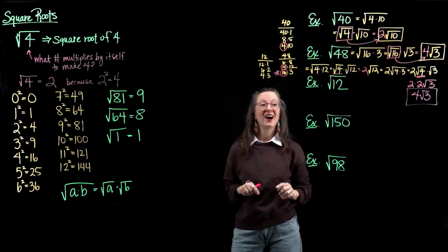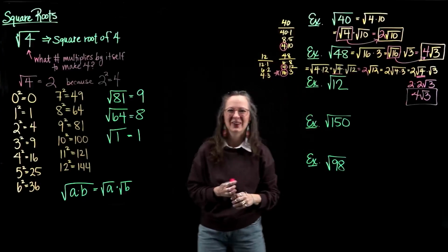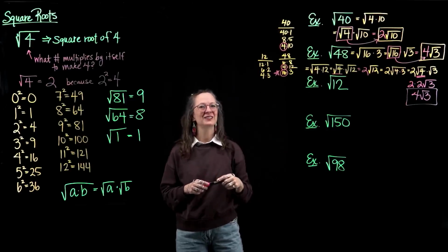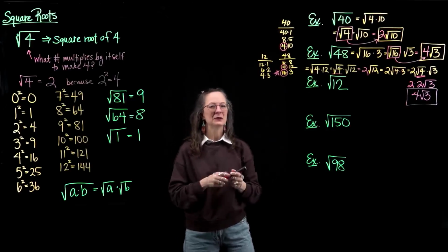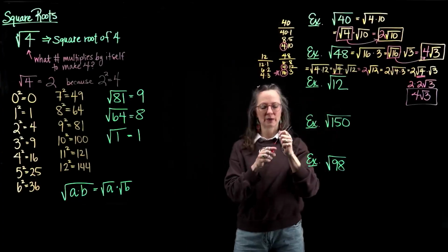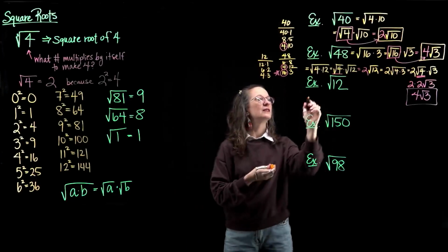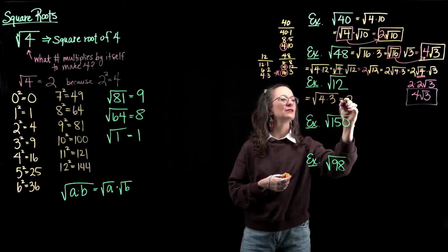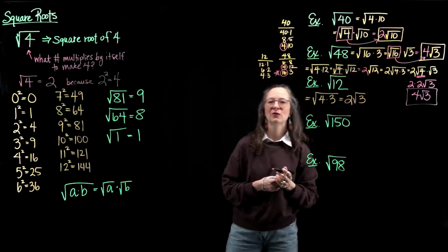All right, now, I did have square root of 12 here as an example. I think I'm going to jump over that since we just evaluated square root of 12. So we'll just fill it in for good measure. This would be square root of 4 times 3, which is 2 square root of 3.